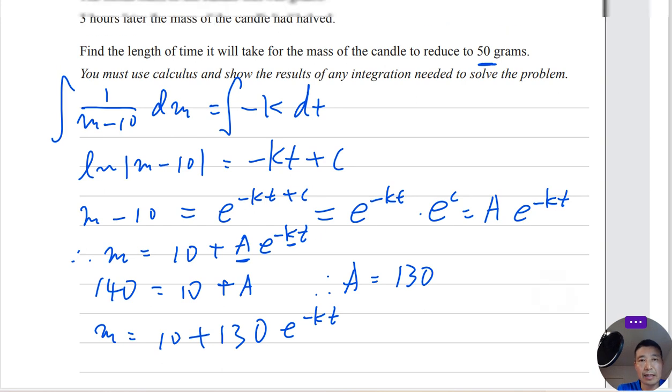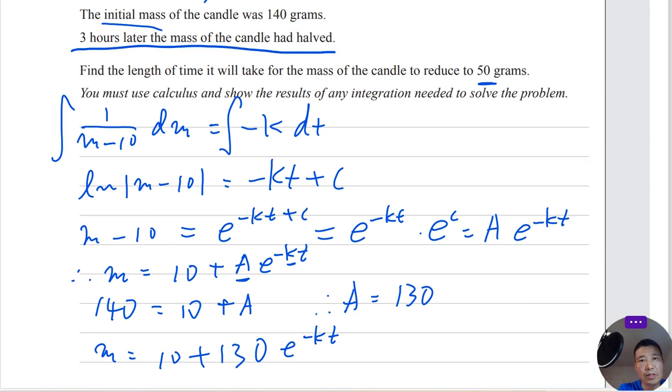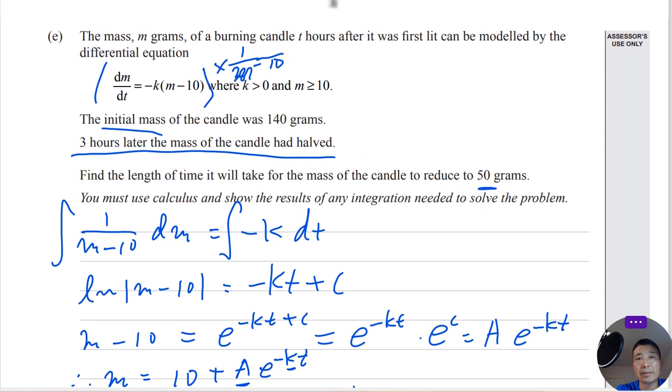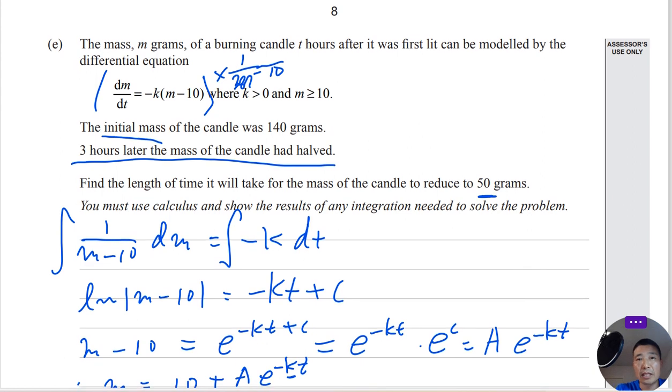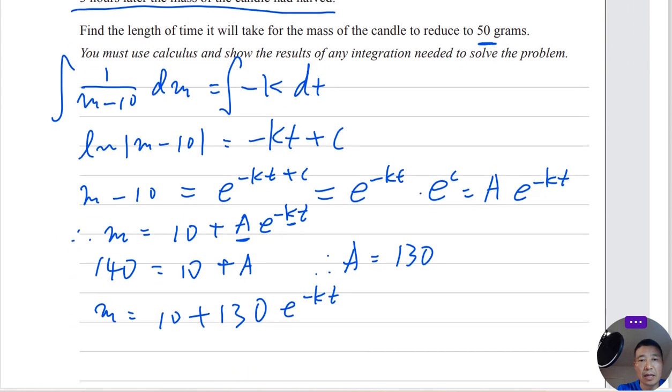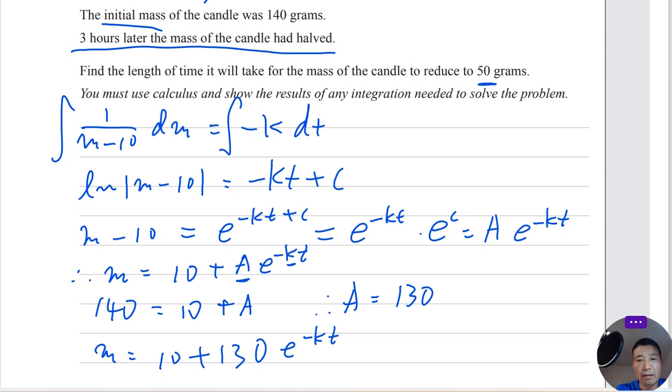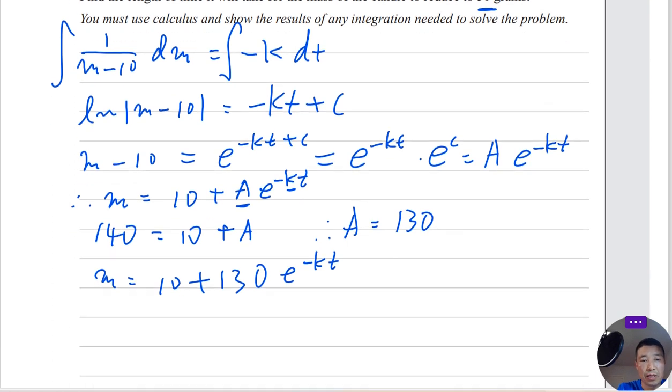So we are going to find the k with this information. It says 3 hours later, the mass of the candle had halved. Now I just double check, t is in hours. Now, when I plug 3 into t, the candle must be 70, isn't it? Half of 140. So 70 equals 10 plus 130 e to the power of negative 3k. That way we can find the k.